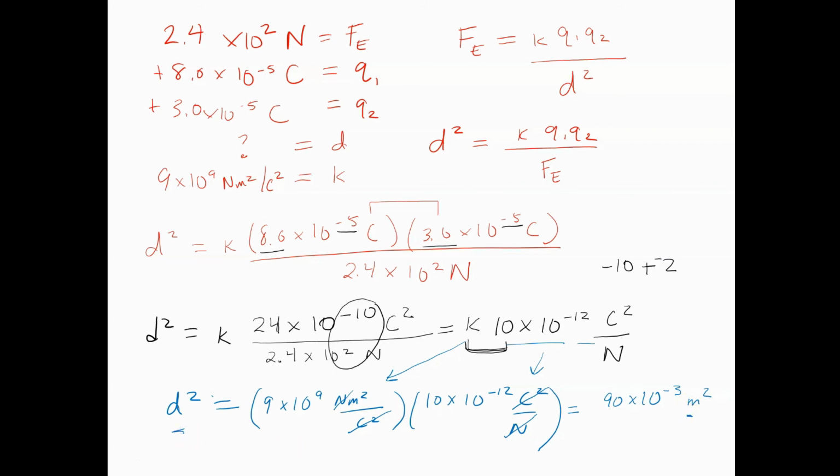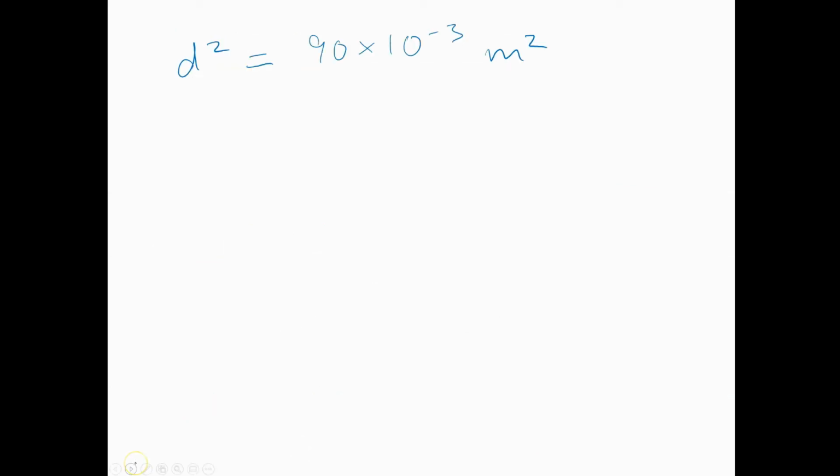So tell your neighbor, what's this final step then? Yes, I need to find the square root of my distance squared. Well, let's take it out of scientific notation so that we can find the square root with our handy calculators. Minus 3, so I take this 90, move the decimal 1, 2, 3 to the left.